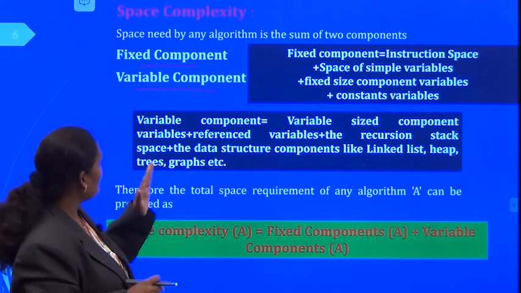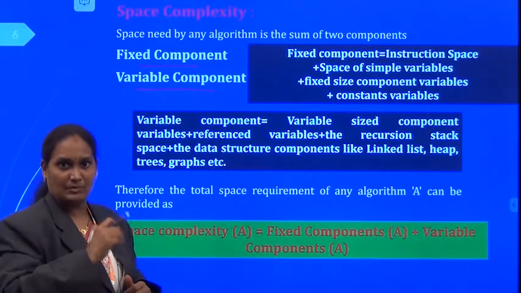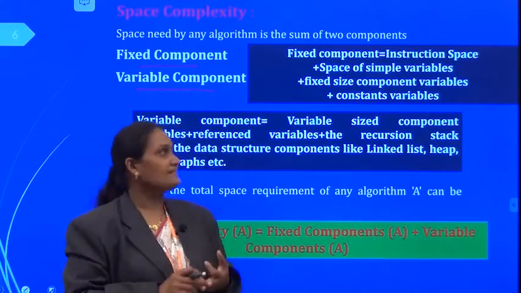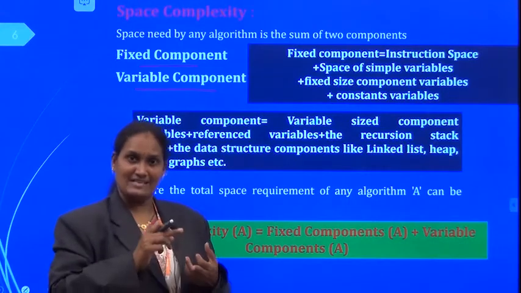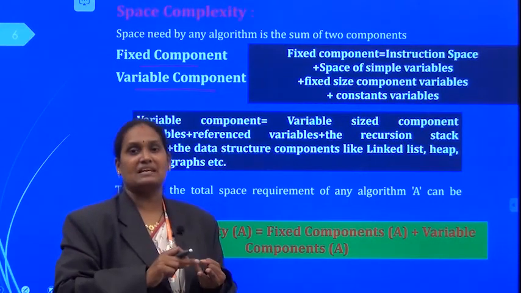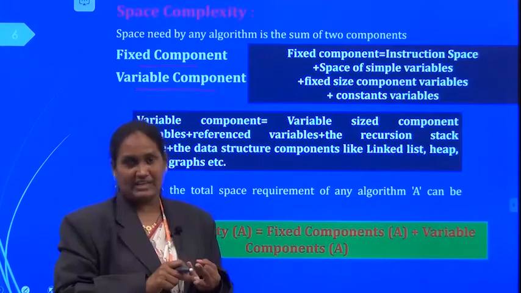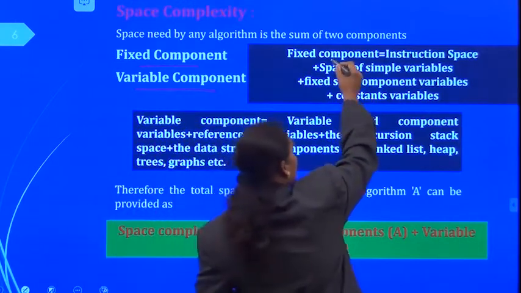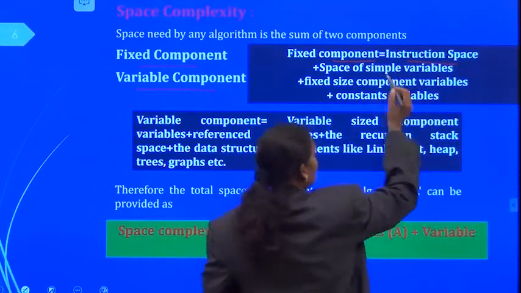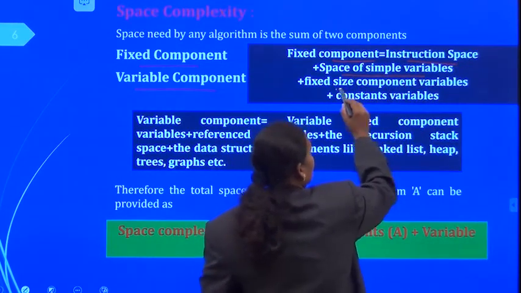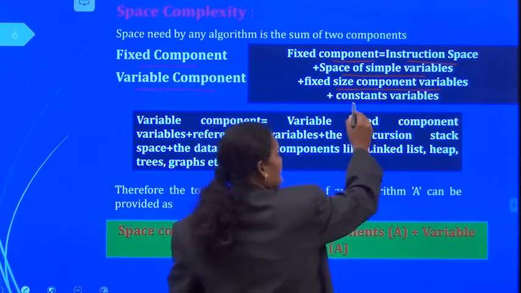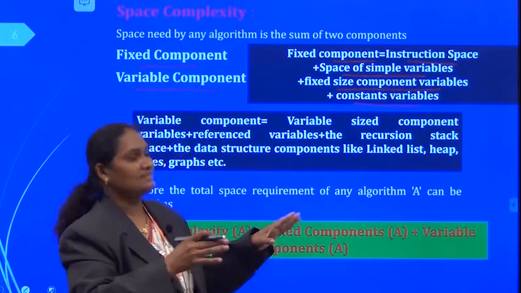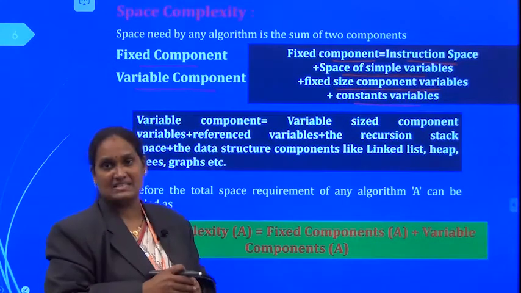What is the fixed component and what is the variable component? Let us see. The fixed component is nothing but the space required for instructions, the space required for simple variables, the space required for fixed size component variables, and the space required for constants. The space required for all these things can be represented by using a fixed component.